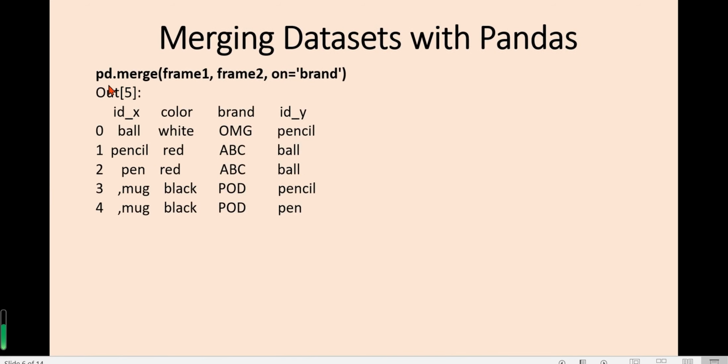And if we write pd.merge frame 1 frame 2 on brand, it will also be a data frame with 4 columns. The brand is here, and color is added. Then the ID of the first data frame will be transformed to ID_x, and the second data frame's ID will be transformed to ID_y.